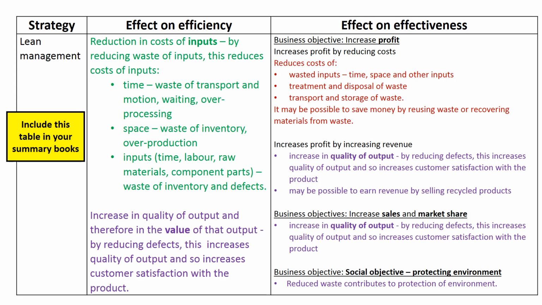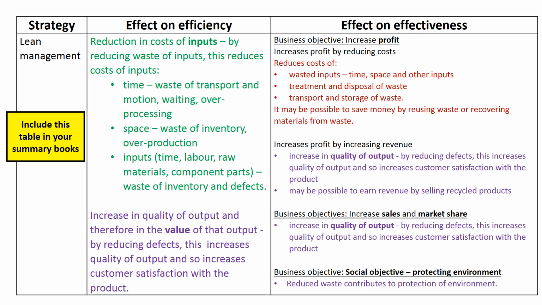By reducing the waste of inventory and overproduction, lean management reduces the waste of space and therefore the cost of space for the business. And by reducing the waste of inventory and defects, lean management reduces the waste of inputs such as time, labour, raw materials and component parts, and therefore reduces the cost of these inputs for the business.